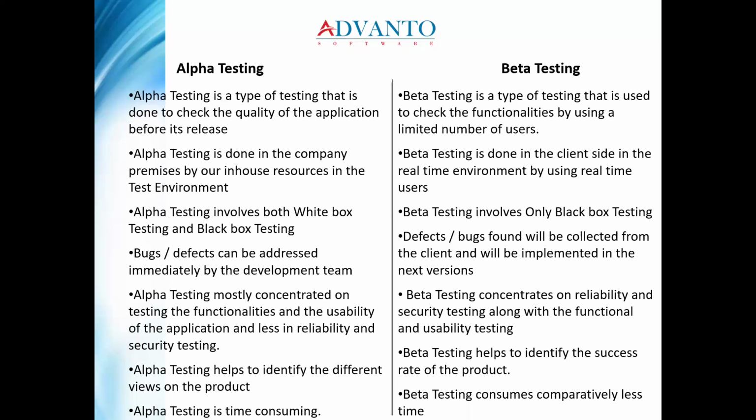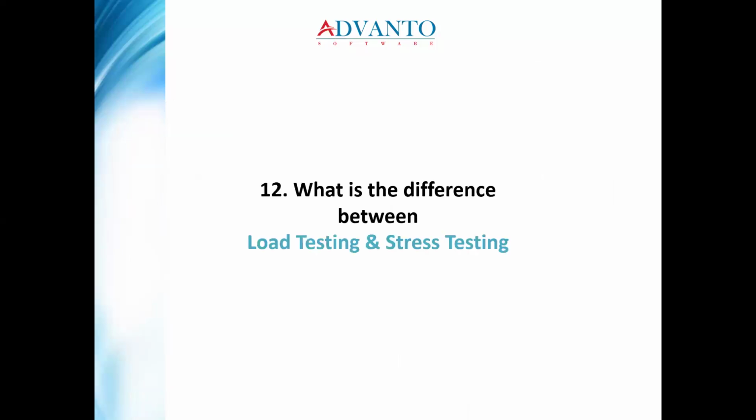Alpha testing mostly concentrates on testing the functionalities and the usability of the application, and less on reliability and security testing. Beta testing concentrates on reliability and security testing along with the functional and usability testing. Alpha testing helps to identify the different views on the product. Beta testing helps to identify the success rate of the product. Alpha testing is time consuming and beta testing consumes comparatively less time.